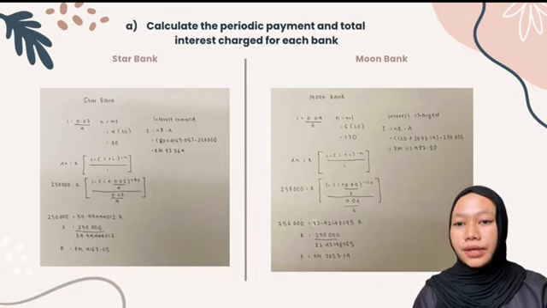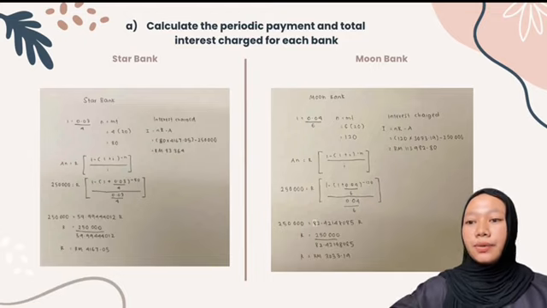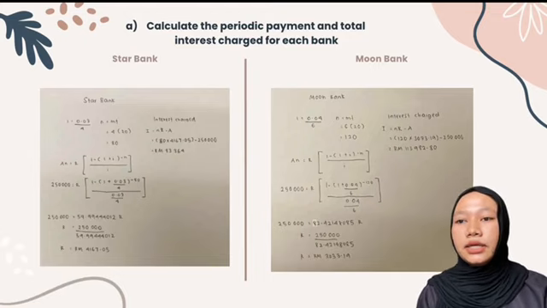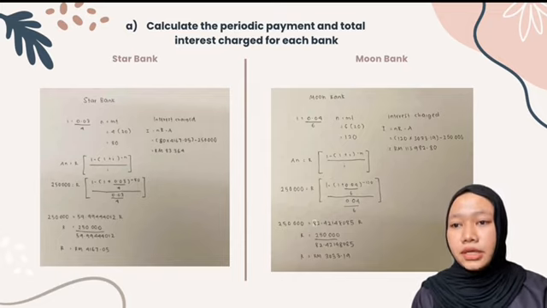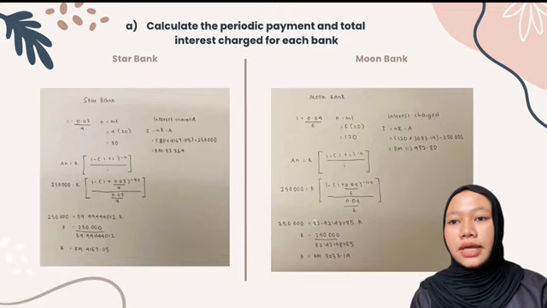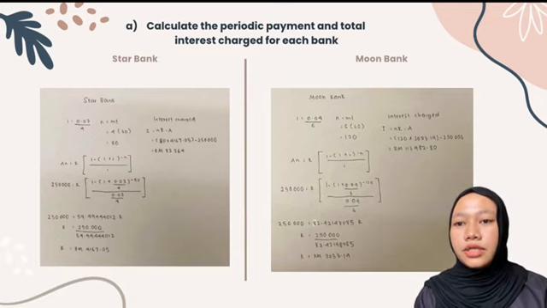For Star Bank, we will know that i equal to 0.03 over 4 and n equal to mt, which is 80. So we write down the formula, which is A_n equal to R in bracket 1 minus in bracket 1 plus i to the power of negative n over i. So we substitute the information, which is 250,000 equal to R in bracket 1 minus in bracket 1 plus 0.03 over 4 to the power of negative 80 over 0.03 over 4.